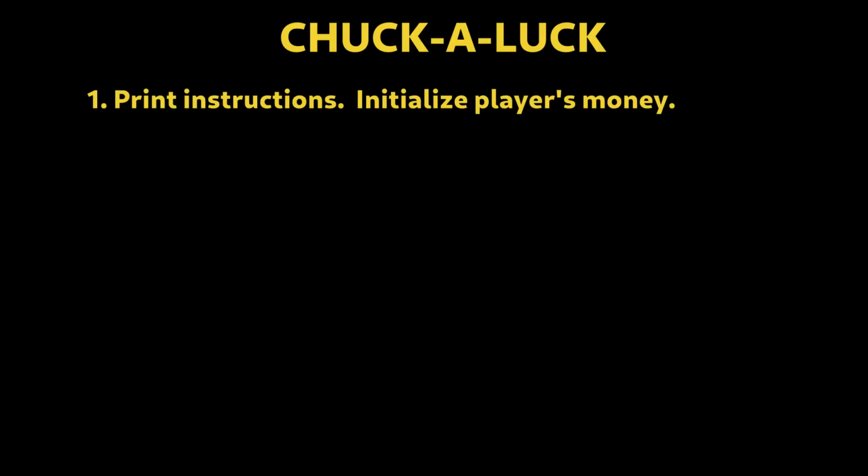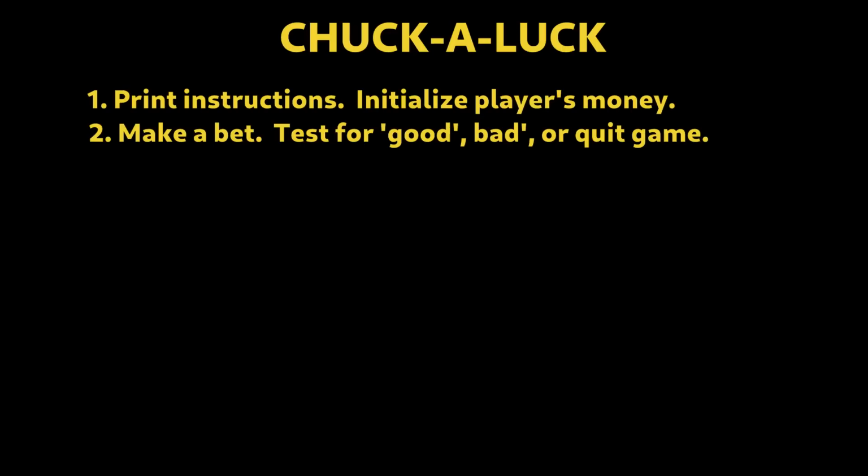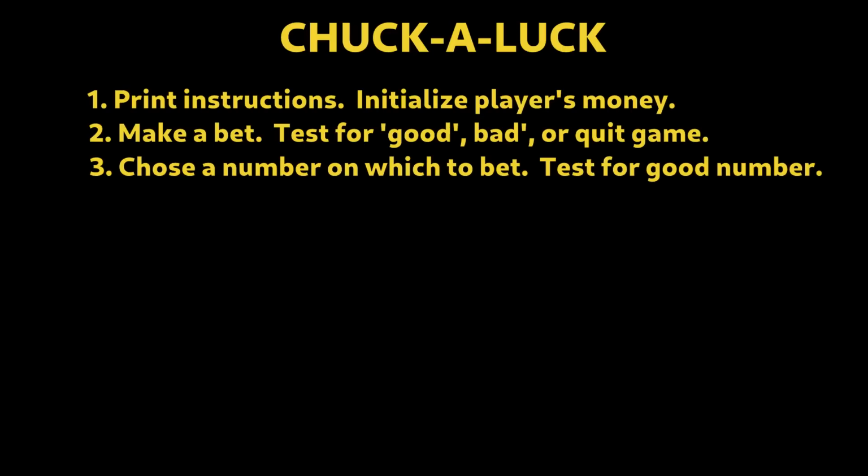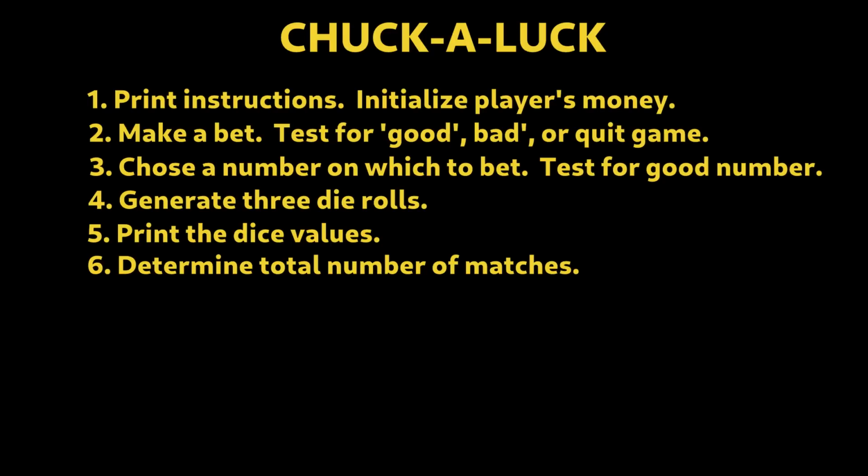If we take a close look at Chuck-a-Luck, we can break this down into 8 distinct steps that we need to take to play the game. These are, we need to print the instructions and initialize the player's money. And then we'll start the main loop, and we'll take in a bet, test it. Then we'll choose a number on which to bet, and make sure it's good. Then we're going to throw 3 die. Then we're going to print those values and determine the total number of matches.